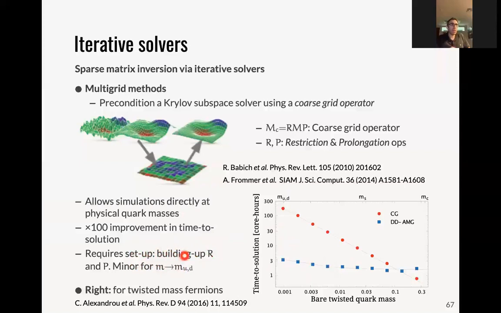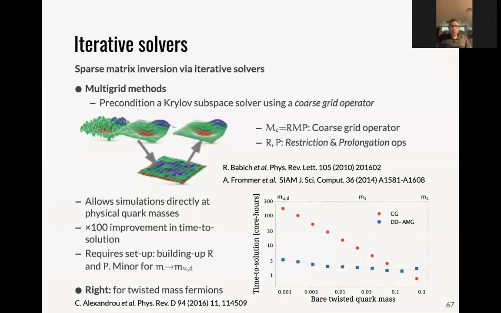And this comes at a cost of a minor setup for building the matrices that map you from the fine grid to the coarse grid and from the coarse grid back to the fine grid. So this plot is specific to twisted mass fermions, which is a given formulation of QCD. But these algorithms have been developed for other fermionic actions. Okay, so that's one example of advancement in the past decade that has allowed for physical point simulations.